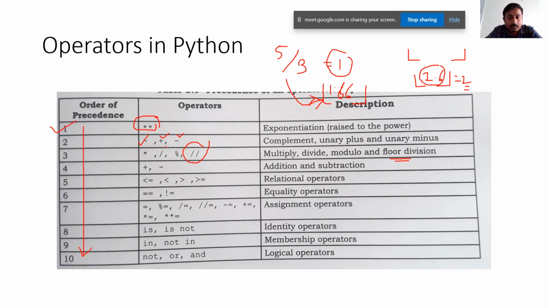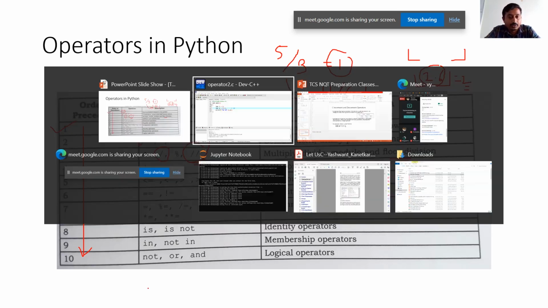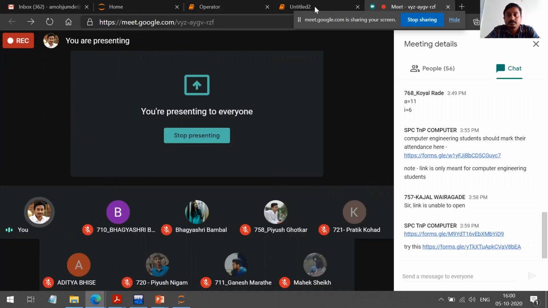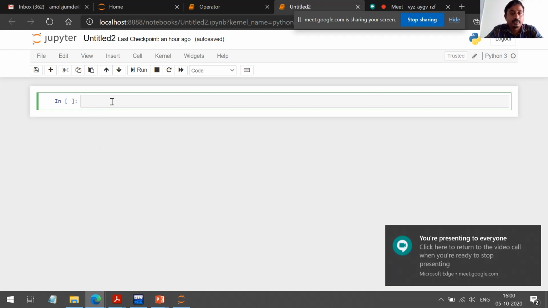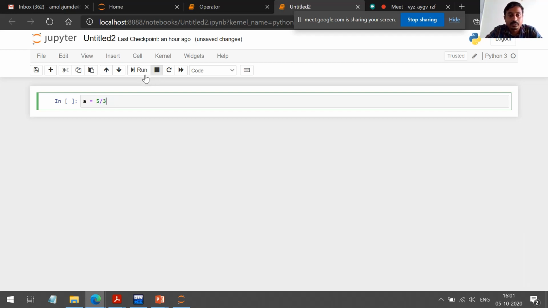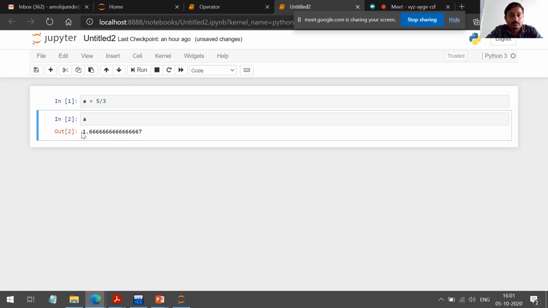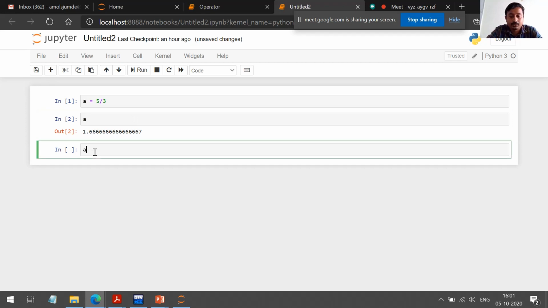So we have normal division, and we have floor division also. Let me show you the result of floor division. Here we have a Python notebook. a equals 5 divided by 3. This is our normal division. Let me run this and print the value of a. I will get 1.667. And if I use 5 floor division 3.